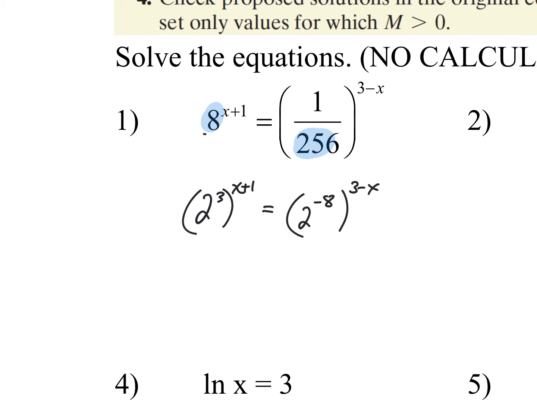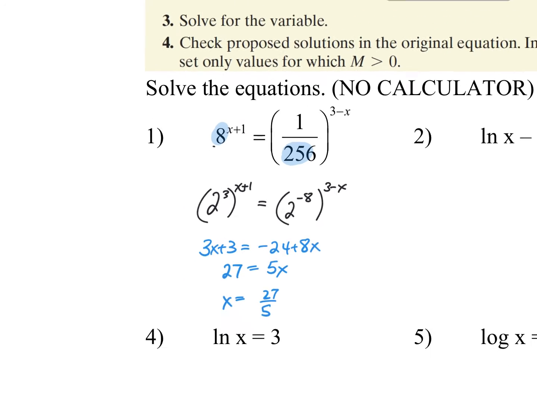So over here on the left, I would distribute that 3. I would get 3x plus 3, and that must be equal to negative 24 plus 8x. Well, now I just have a simple linear equation to solve. I'm going to say 27 equals 5x, so x will equal 27 over 5. In this case, I recognized that I had common bases that I could rewrite my equation with. That was my first big step.